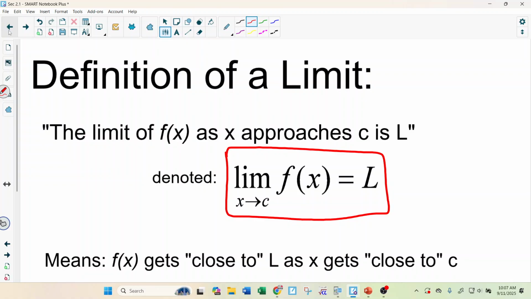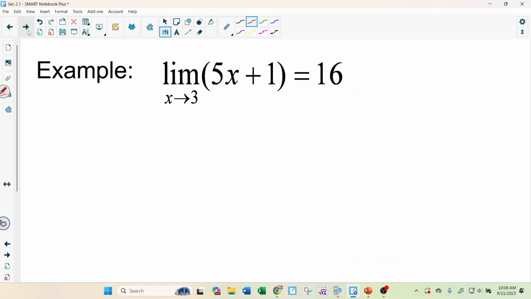So today what we want to do is look at a more formal definition of a limit. We started yesterday and we kind of wrote it down. So what does this mean? This means f of x gets close to L as x gets close to c. What does that mean? Let's go back to that one here.